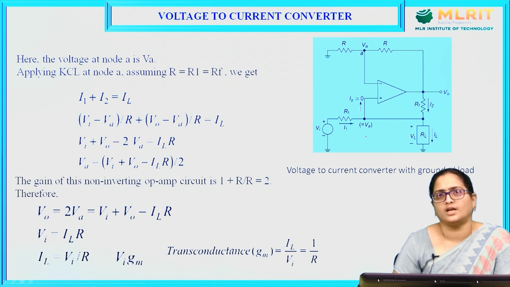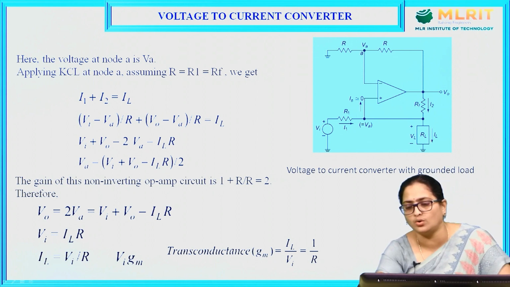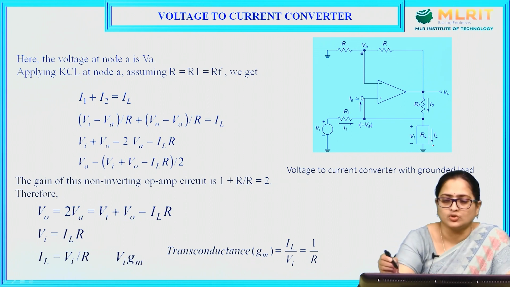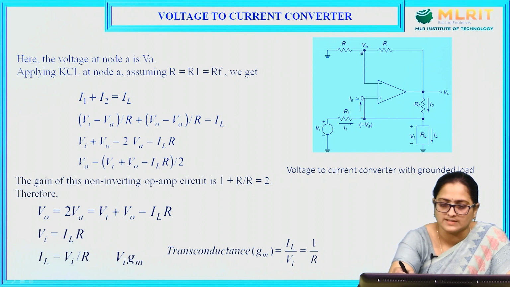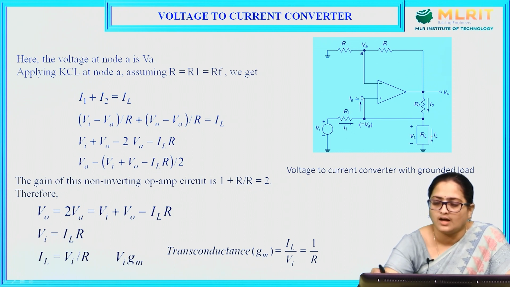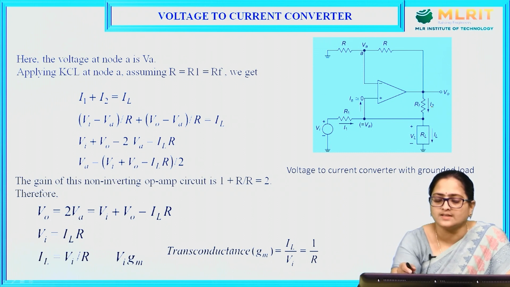Now the voltage to current converter using a grounded load. Here the load has been grounded. Let us assume the voltage across the positive terminal is Va and the current into it is approximately equal to 0, and Va is also the voltage at the negative terminal of the op-amp. RL is the load resistor, where we will find the load current IL. RF is the feedback resistance, and the current through RF is I2. R1 is the input resistance, the current through R1 is I1, and the input voltage given to the circuit is Vi.